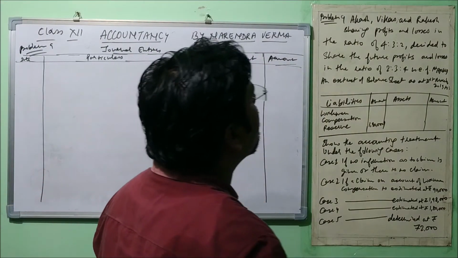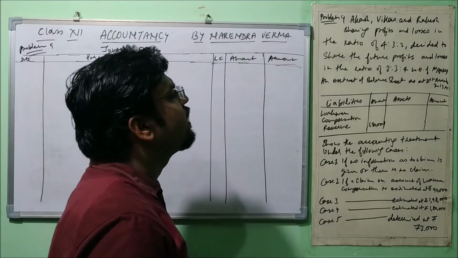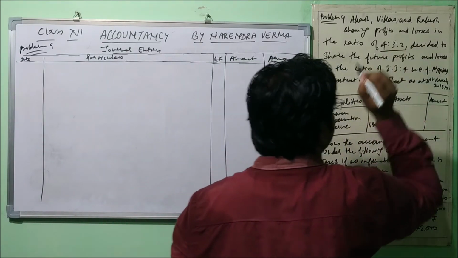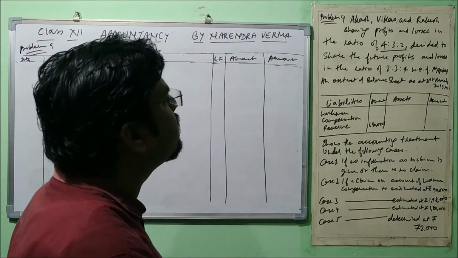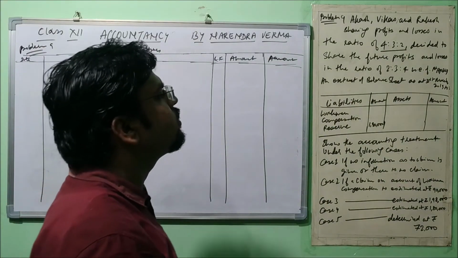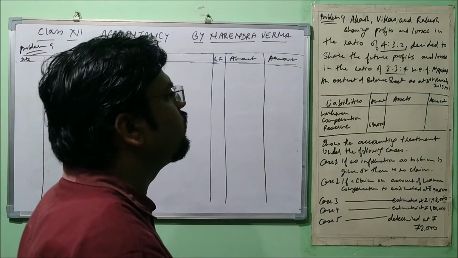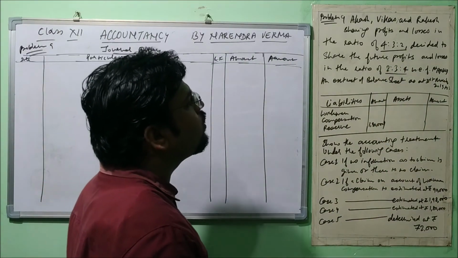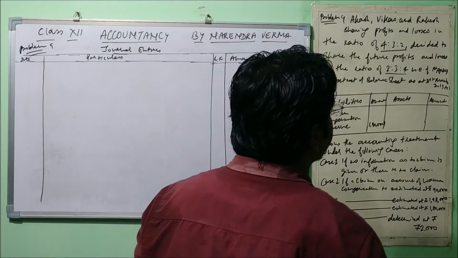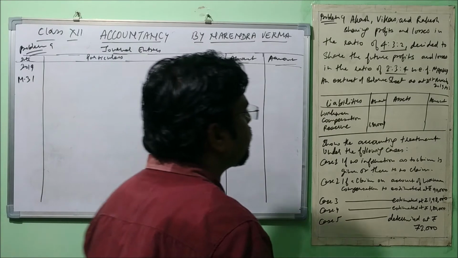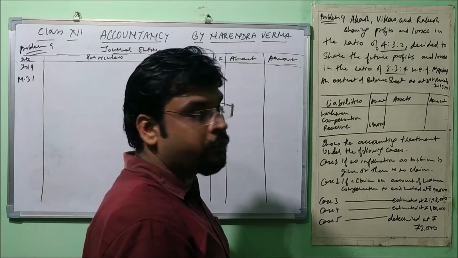Let's read the question. Akash, Vikas and Rakesh sharing profits and losses in the ratio of 4:3:2. This is the old ratio. Decided to share the future profits and losses in the ratio of 2:3:4, but that is useless for us right now, with effect from 1st April 2019, right? So all the entries will be passed here on 31st March, right? Because before change in profit sharing ratio.